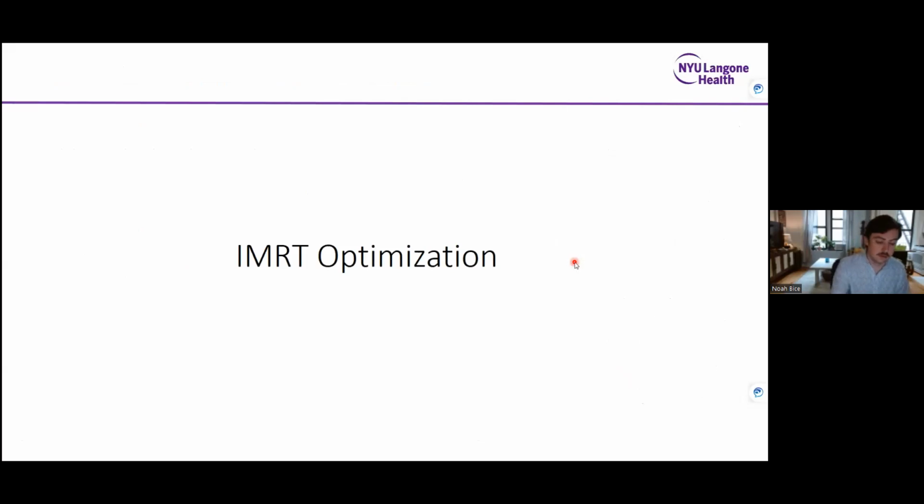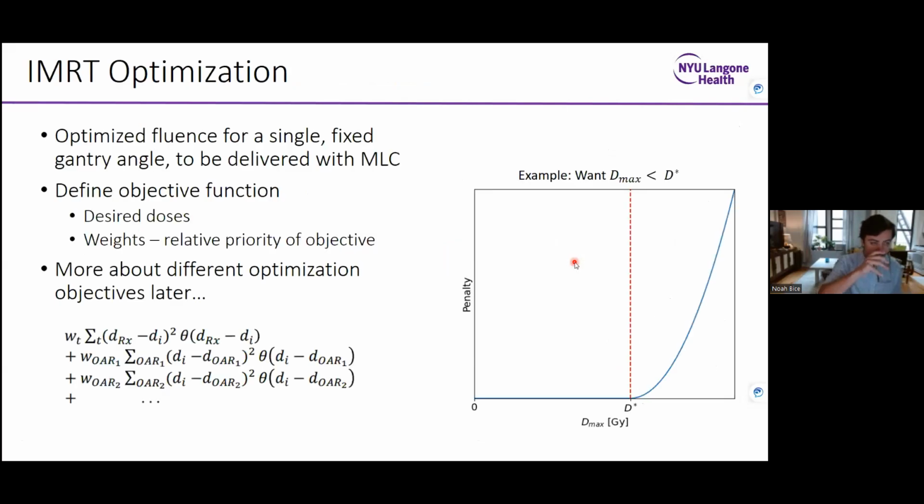All right, so IMRT optimization. Our goal with IMRT optimization is to produce an optimized fluence map for a single fixed gantry angle. That's to say, if we're looking in the beam's eye view for one gantry angle, what is the optimal intensity? What does the optimal intensity map look like that will meet our coverage objectives? As I mentioned earlier, the first step is to define an objective function with desired dosimetric constraints and weights.